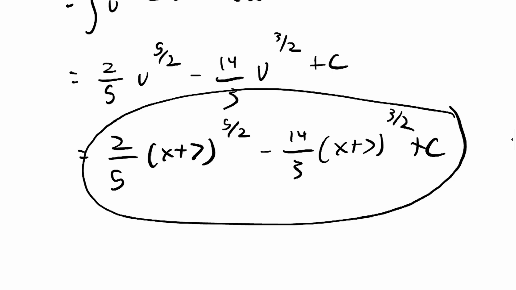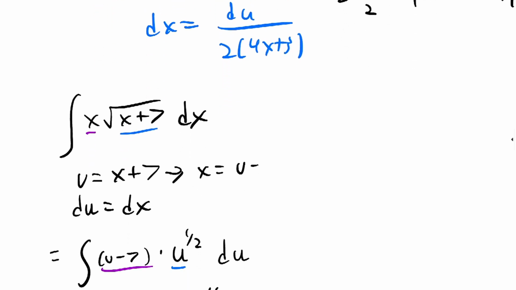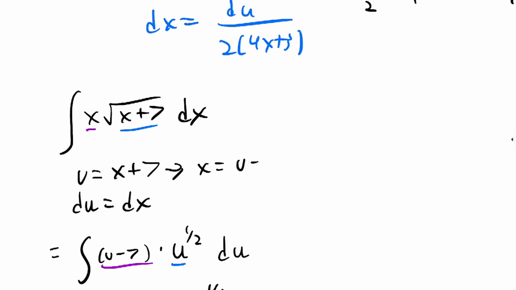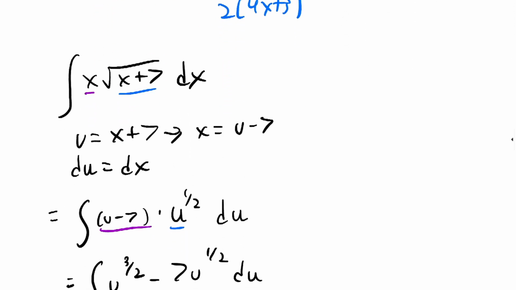And so you see that there are cases where you can't just plainly let U equal whatever you want and hope that it's going to cancel something out. Sometimes you have to do some manipulations with your substitutions, and I didn't write the 7 there.